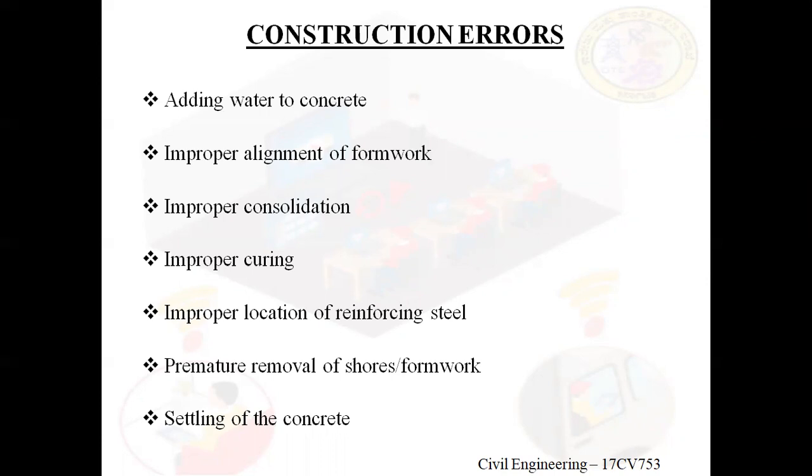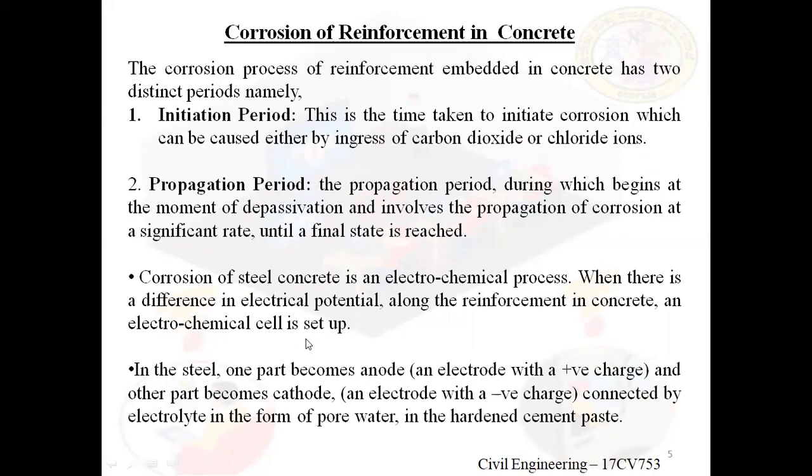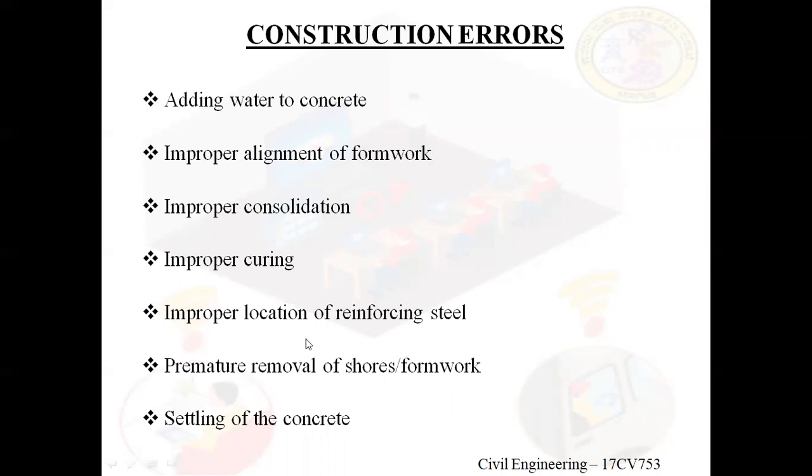That is adding water to concrete, improper alignment of formwork, improper consolidation, improper curing, improper location of steel reinforcement, premature removal of formwork, settling of concrete, settling of subgrade, vibration of freshly placed concrete, improper finishing of flat work, adding water to the surface, timing of finishing, adding cement to the surface, use of tamper, joint. So these are some of the general construction errors which we make.